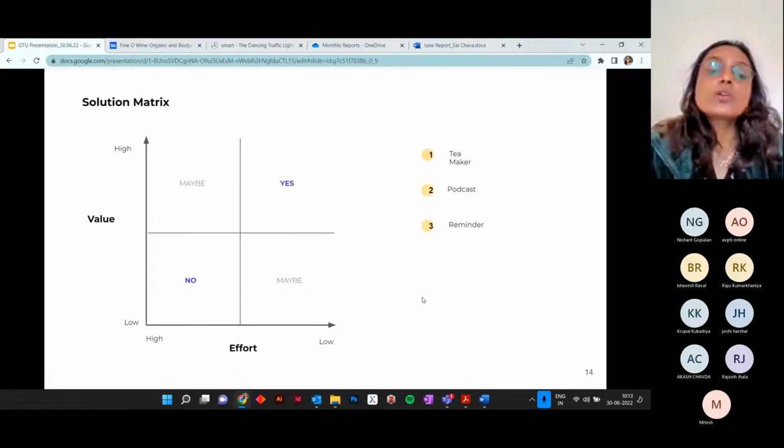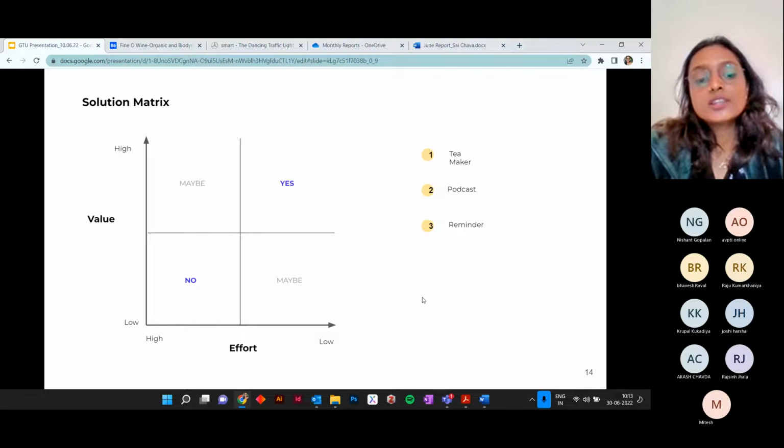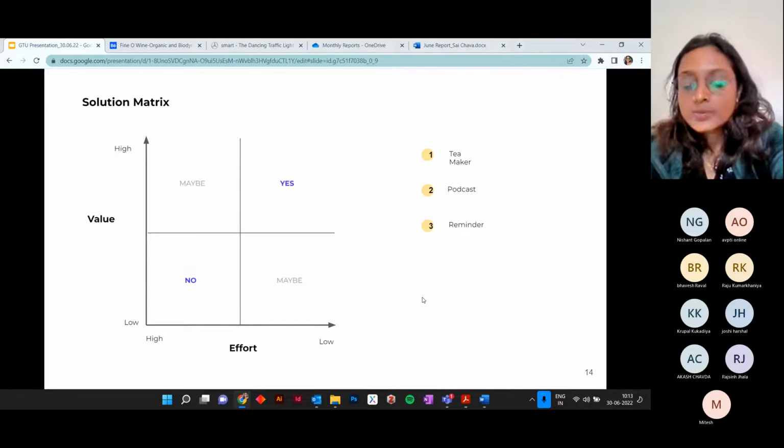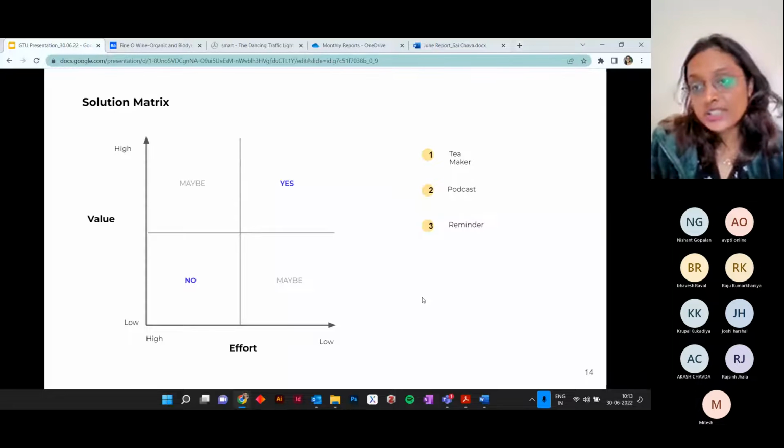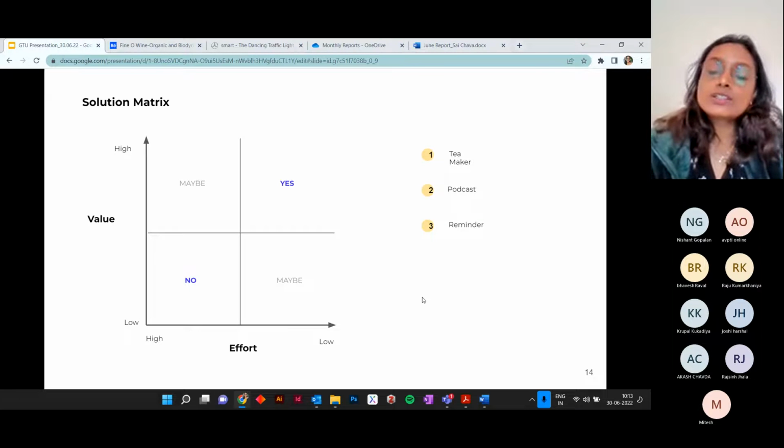It's going to be almost the same, but here one scale is going from low to high and the other is going from high to low. Now, in the solutions, what I mean by these, I'll explain one, two, and three. The first one is a tea maker. The second one, let's say, is a podcast.